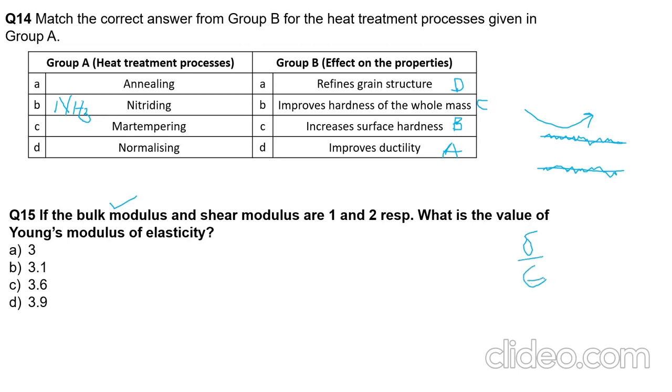So if it is a tensile stress, if it is a uniaxial stress and strain, then you call it Young's modulus. If it is on a surface, along a surface in a shearing action, then it goes to a shear modulus.